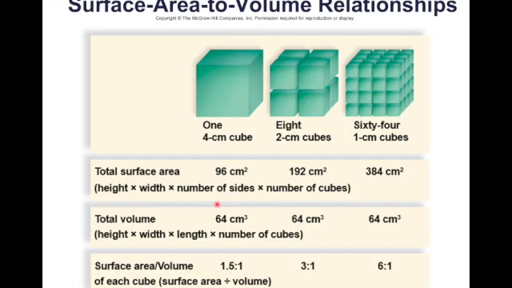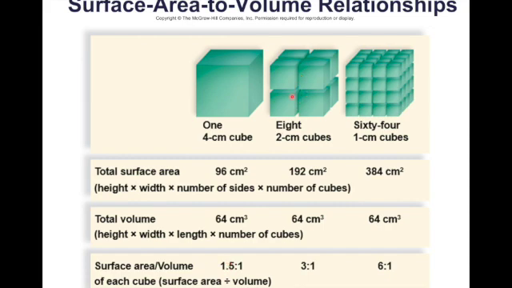If you think about it, a lot of times it's easier just to think of square cells with numbers that are easy to see. If you've got this one big cell, it's 4 centimeters, right? Its surface area is 96 square centimeters, height times width times the number of sides, and its volume is 64. And so it is a 1.5 to 1 surface area to volume ratio. If you divide 96 by 64, you get 1.5.